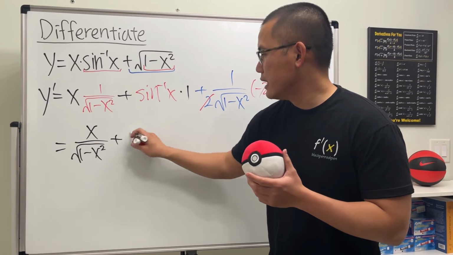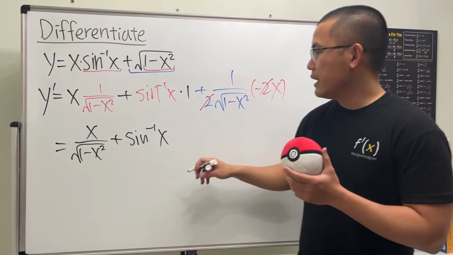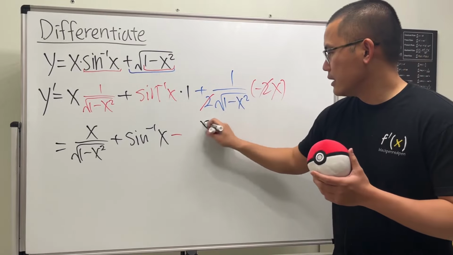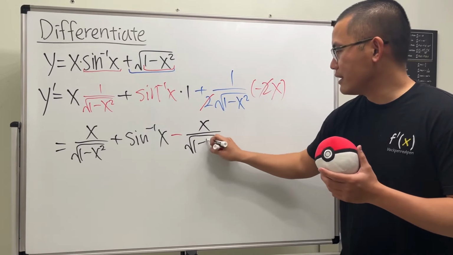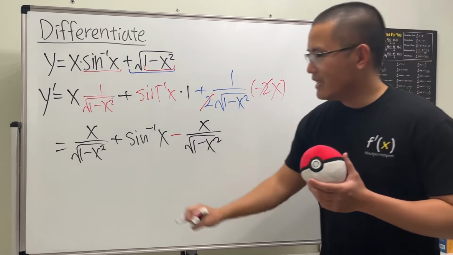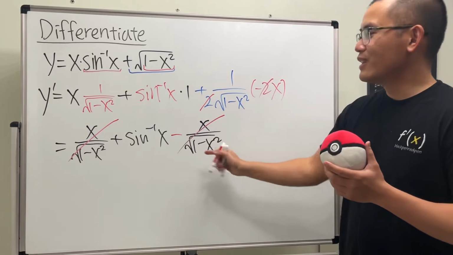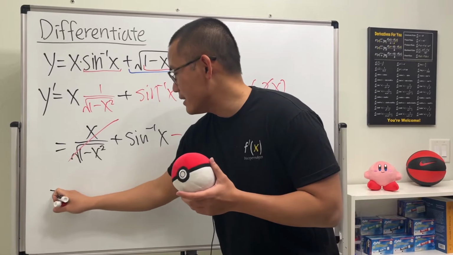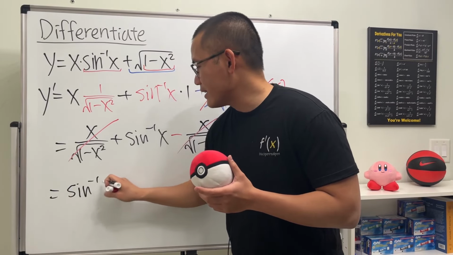And this is just inverse sine of x. And this right here is a negative x over square root of 1 minus x squared. So you see, this and that cancel out each other. So the final answer is actually just this. And that is inverse sine of x.